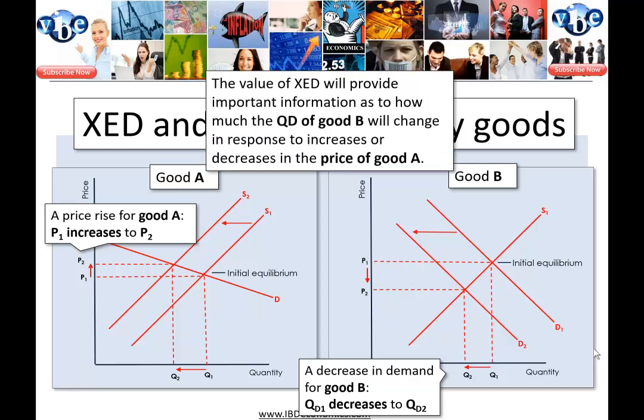And again, the value of the XED coefficient, which we're going to learn how to calculate just now, is going to provide important information as to how much the quantity demanded of good B is going to change in response to increases or decreases in the price of good A. Are these two goods strong complements? Are they weak complements?